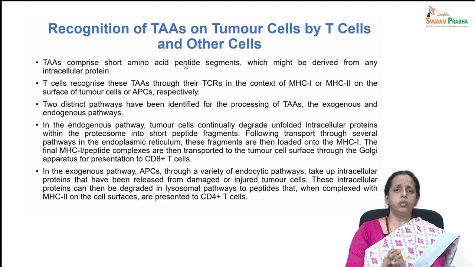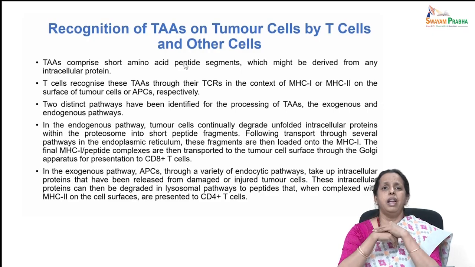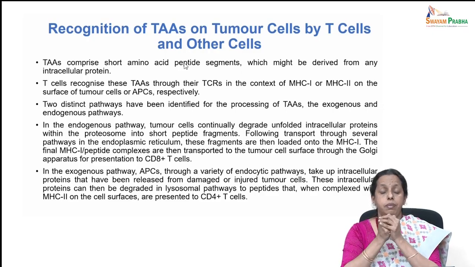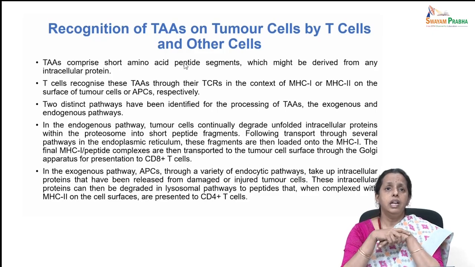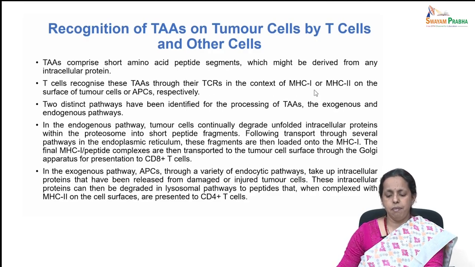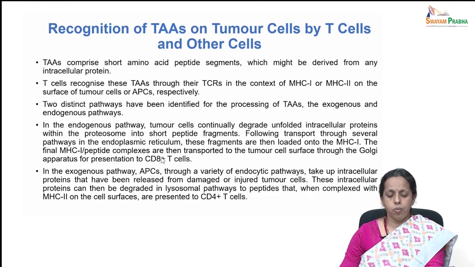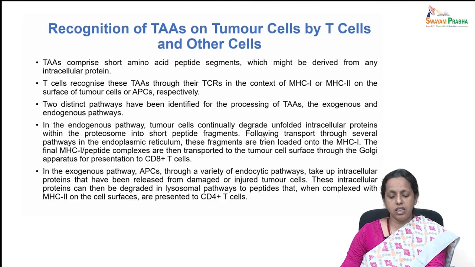Coming to the TAAs on tumor cells, how are they recognized by T cells and other cells? I will not be going too much into the details of the TAAs here. They usually comprise short amino acid peptide segments which might be derived from any intracellular proteins. T cells recognize TAAs through their T cell receptors, using MHC-1 or MHC-2 on the surface of tumor cells or antigen presenting cells respectively. Two distinct pathways have been identified for the processing of TAAs, the exogenous and the endogenous pathways. What happens in the endogenous pathway? Tumor cells continuously degrade unfolded intracellular proteins within the proteasome into short peptide fragments.